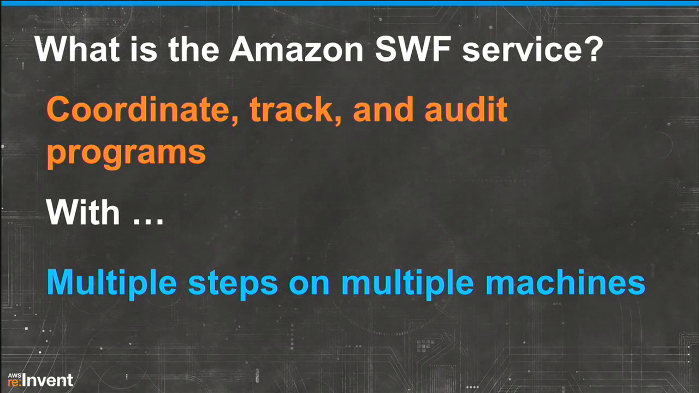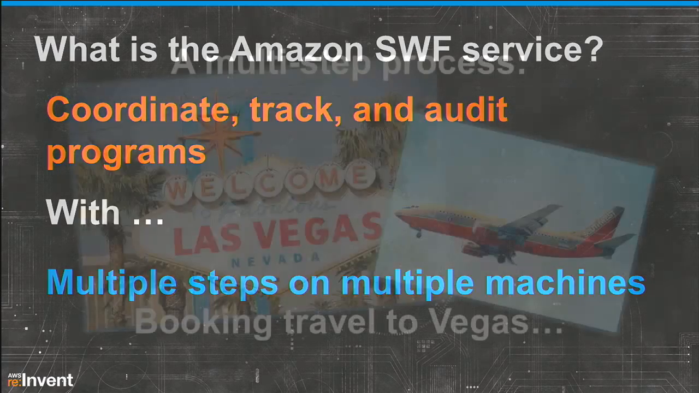So today we're going to talk about Amazon Simple Workflow. And why are we here? Why are you in this room? All of us in this room probably have use cases that require great resiliency and scalability. You need to be able to build applications that coordinate, track, and audit programs with multiple steps on multiple machines. The customers you see with me today will talk about use cases similar to those, and use cases that require those sorts of features and capabilities.